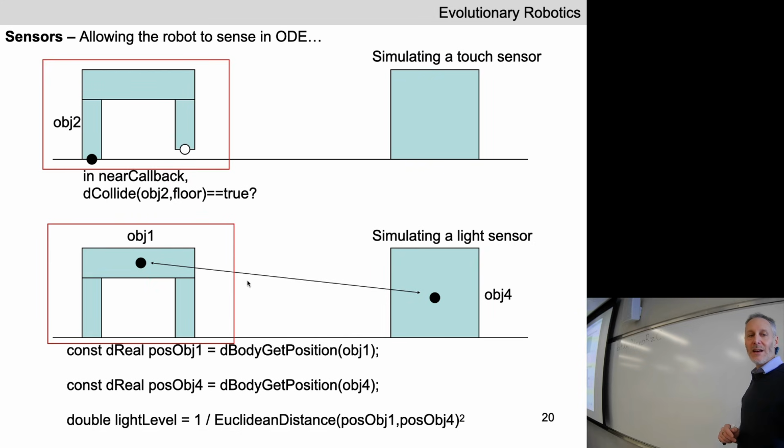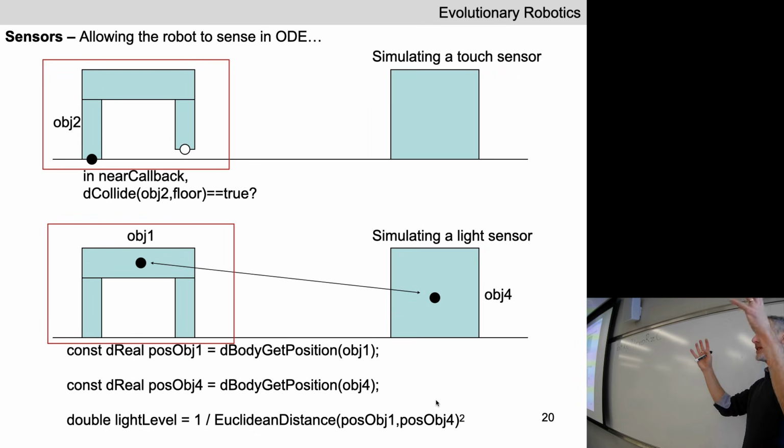Simplest thing is just take the two positions of object 1 and object 4, take the Euclidean distance between them, and then compute the light level, the amount of light arriving at object 1. We're going to compute it as 1 over the distance squared. Why? The inverse power law, or the inverse square law.